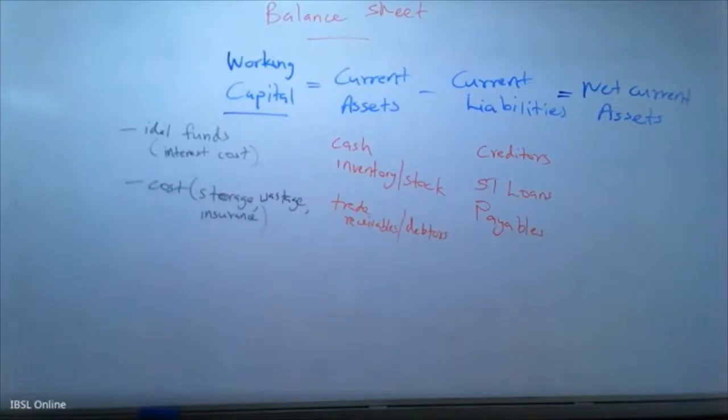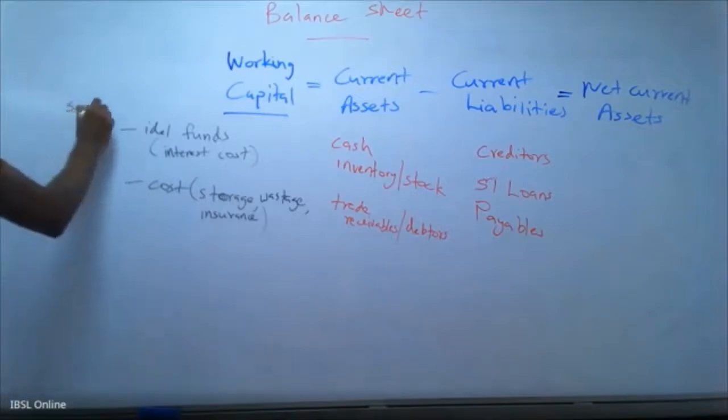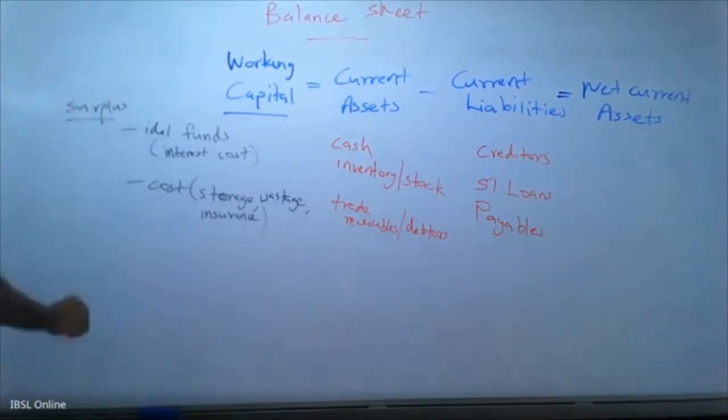What else? Pluses and minuses both. Having surplus working capital, you have excess working capital. These are the positives and the negatives, right? So far we have 2 negatives. What else?